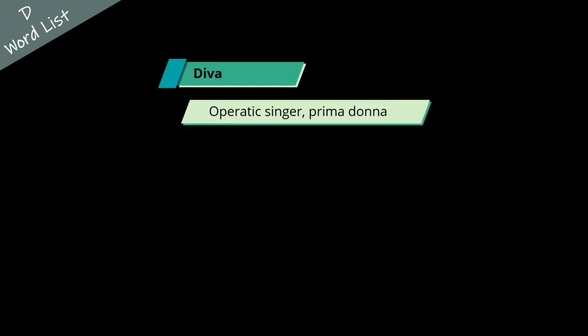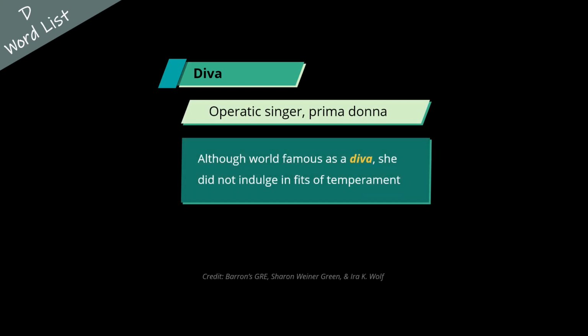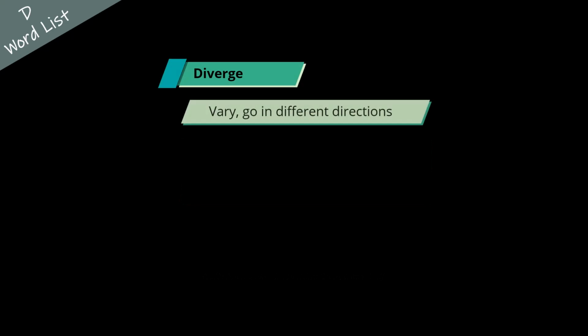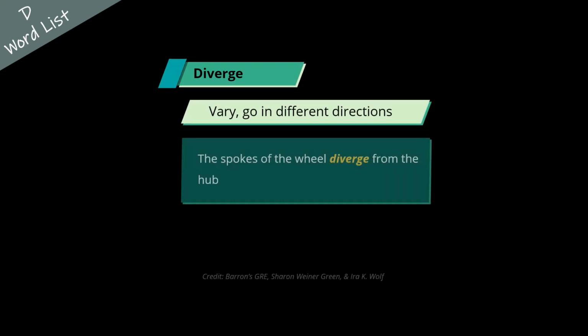Diva means operatic singer, prima donna. For example, although world famous as a diva, she did not indulge in fits of temperament. Diverge means vary, go in different directions. For example, the spokes of the wheel diverge from the hub.